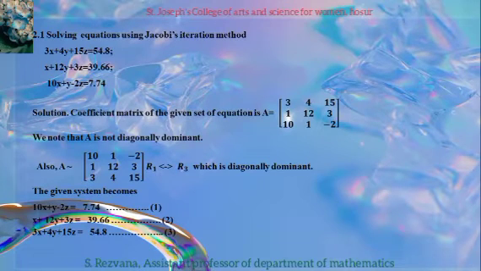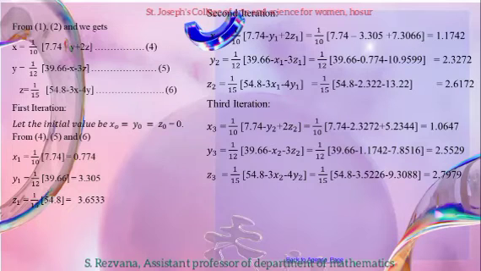They are given a simultaneous system of equations, and the coefficient matrix of the given set of equations can be written as matrix A. We know that A is not diagonally dominant, and also A is not a diagonal matrix. So I'm going to interchange row 1 with row 3. I'll get an almost diagonal matrix, which is over here. I have explained this in the previous video, and you can refer to that.